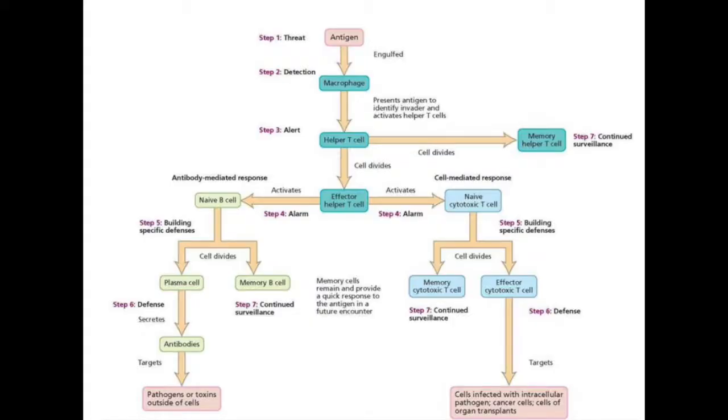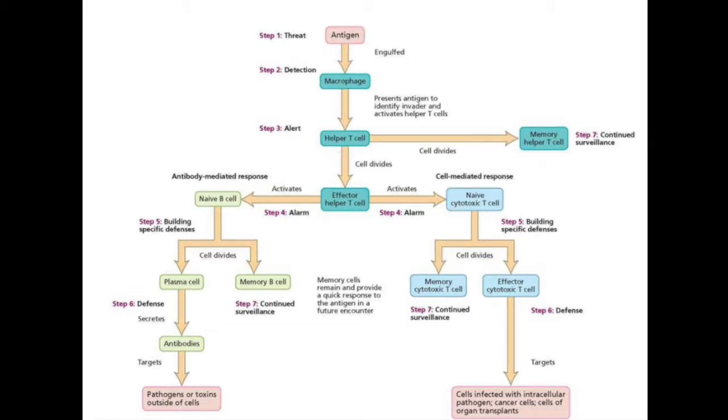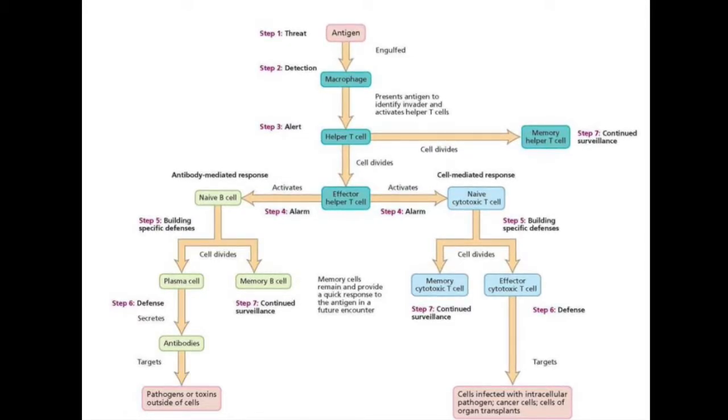The last thing that I want to do is take you through the exact steps of the specific immune response, also known as the adaptive immune response. So the first step is that there's a threat. There's some foreign cell or molecule entering into the body. The next thing is that threat has to be detected, and that is the role of the macrophage, which at that point will also engulf it.